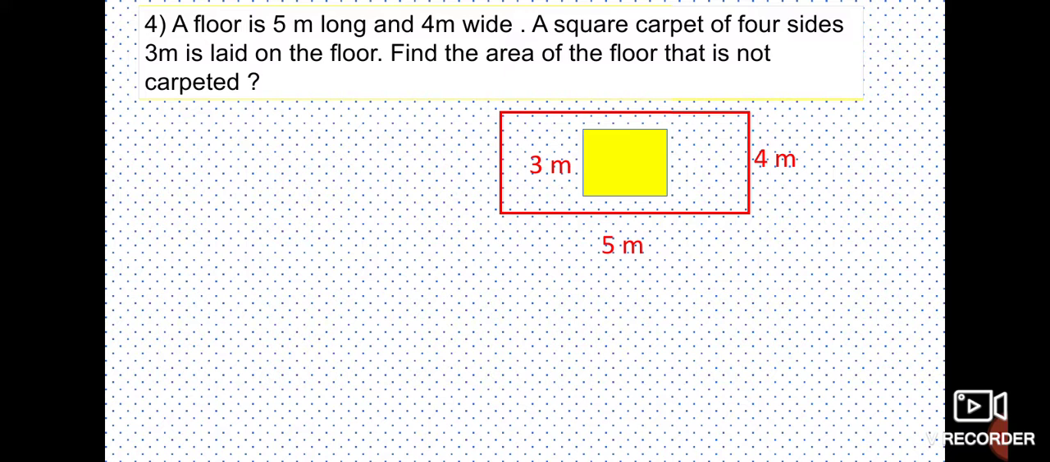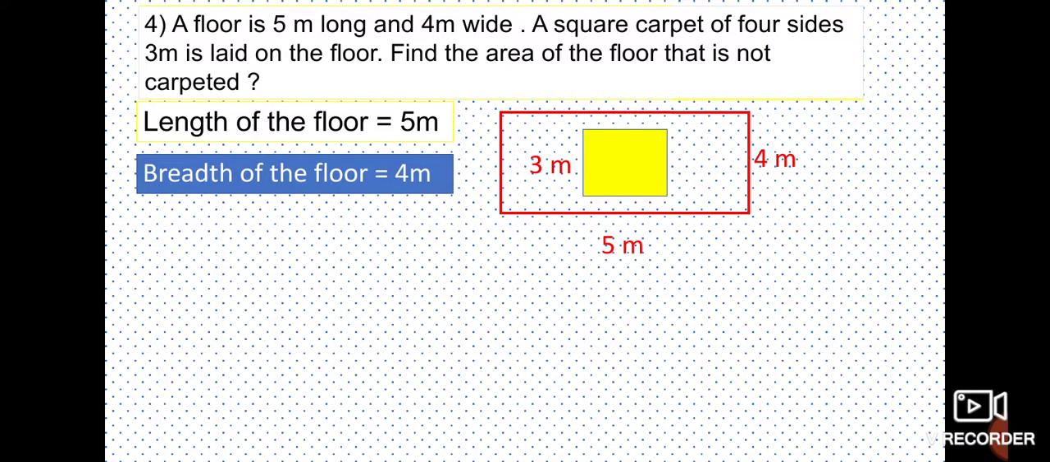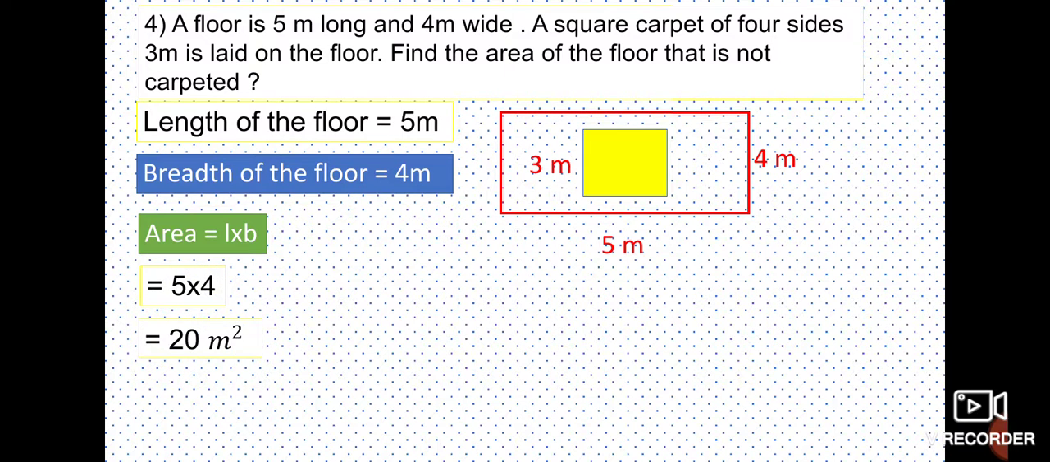So for finding this, we find the area of rectangle. Then we find the area of square. Then subtract these two. Then we will get area of the floor that is not carpeted. We subtract two areas. That is the method. So length of the floor 5 meter. Breadth of the floor 4 meter. Area equal to L into B. That is 5 into 4. 20 meter square. This is the area of the rectangle.